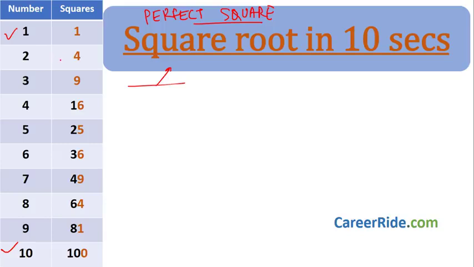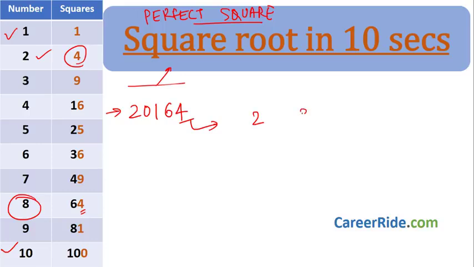So 1 square is 1, 2 square is 4, that you should know. Let's see what the trick is with an example. Let's say find the square root of 20164. Now this is a pretty huge number, 5 digit. How to find it? This number ends in 4. Now which number's square ends in 4? Between 1 to 10, 2's square is 4, and 8 square is 64, which ends in 4. So we have option 2 and option 8.